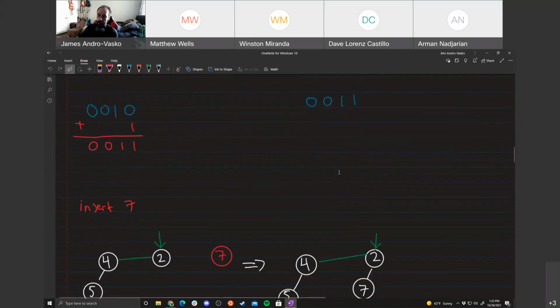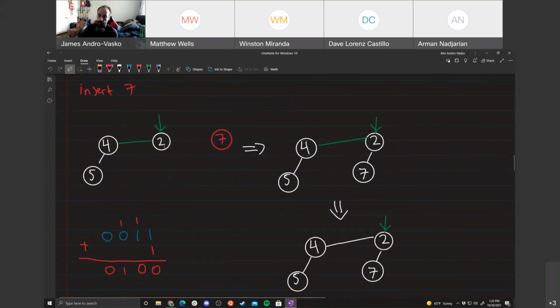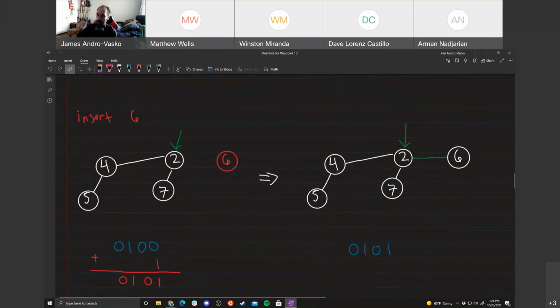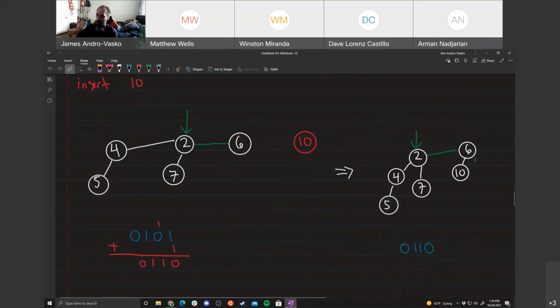Then when I go ahead and insert 7, we're going to insert a B0 tree, so you have to merge this 2 and 7 to create a new binomial tree. So you have two B1 trees, you have to merge them to create one B2 tree, and so on. Insert 6, create that. We insert 10, we have to merge it into our 6 tree.